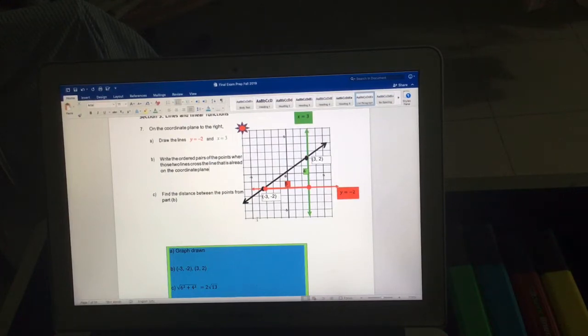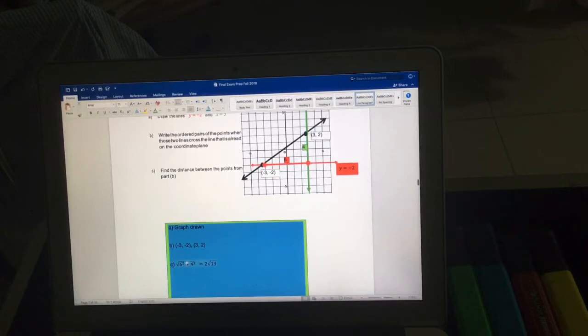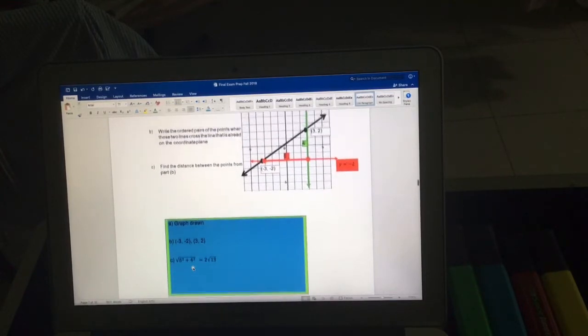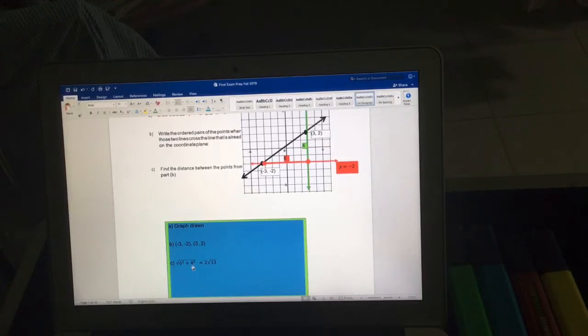There are many ways to find the distance. I just tried to find it by the Pythagorean theorem. You can use the distance formula, which is actually the Pythagorean theorem. So both are fine. Hidden here is the same distance formula that you use normally.